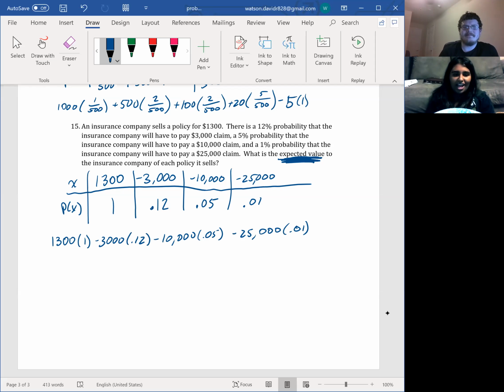So you multiply, put it together, and you get a total of 190. So that means every single policy that they sell and do all these kind of claims, because remember, if you're making a claim, they're paying out. So they are expected to receive $190 for every policy they sell. So think about in real life, how much money are insurance companies actually making? A lot. Yeah.